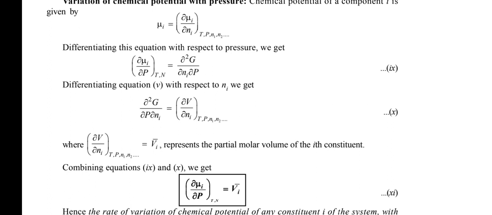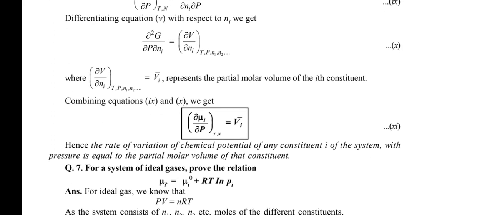Differentiating the fifth equation with respect to ni, we get ∂²G/∂P∂ni equals ∂V/∂ni at constant temperature, pressure, n1, n2, etc., where ∂V/∂ni at constant temperature, pressure, n1, n2 equals Vi bar, which represents the partial molar volume of the ith constituent. Combining the ninth and tenth equations, we get (∂mu i/∂P) at constant temperature and composition equals Vi bar. Hence, the rate of variation of chemical potential of any constituent i of the system with pressure is equal to the partial molar volume of that constituent.